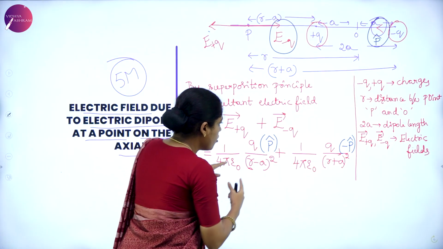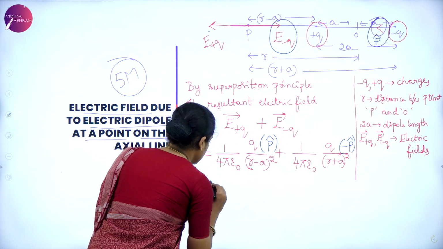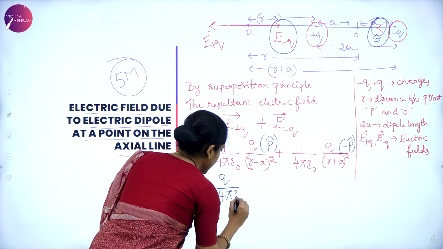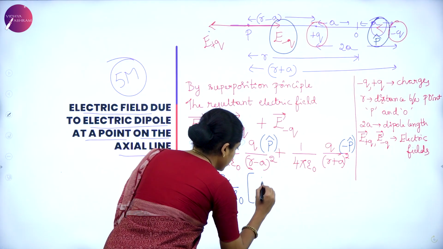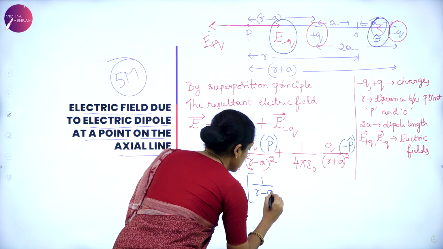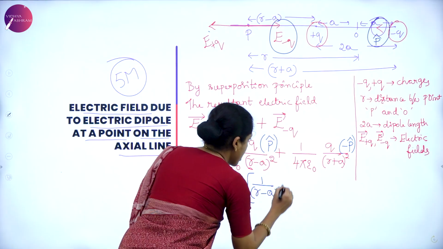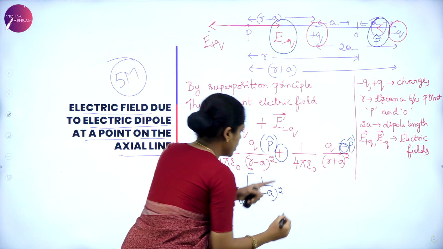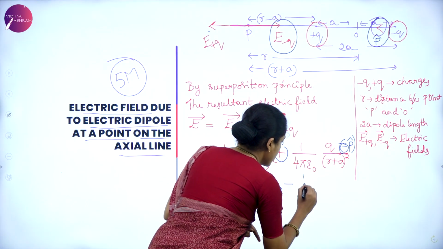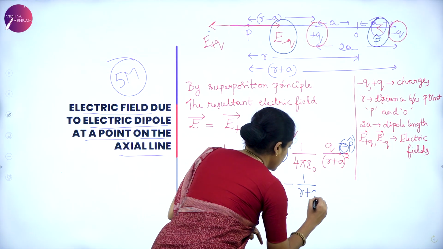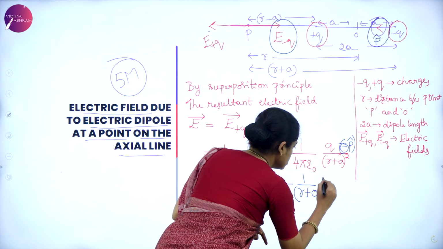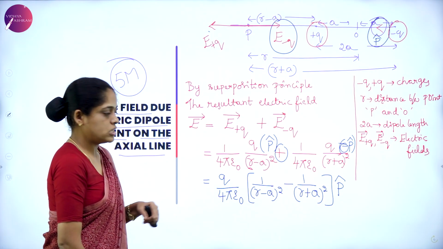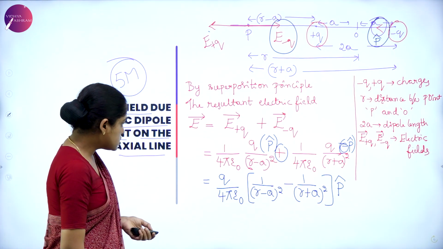Yes, what are the common terms in this expression? Let us consider first, that are Q by 4 pi epsilon naught, and in the bracket we have 1 by (R minus A) whole square, and here we have plus and the minus. Plus into minus we get minus 1 by (R plus A) whole square, close the bracket, and the unit vector which gives the direction, that is P cap.